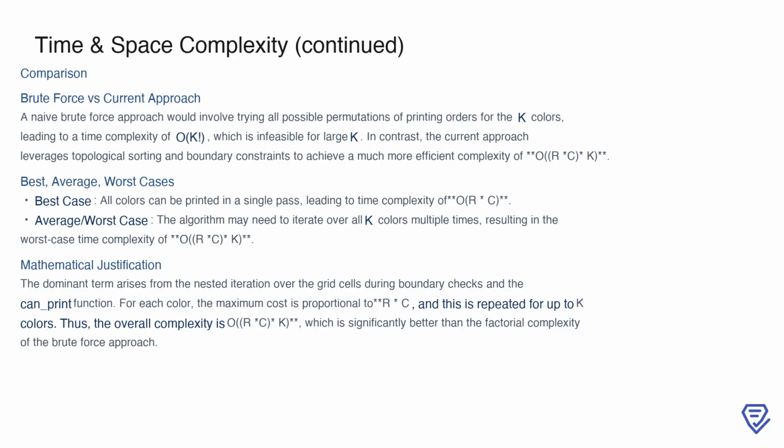The mathematical justification for this efficiency lies in the dominant term, which comes from the nested iteration over grid cells during boundary checks and the can_print function. For each color, the maximum cost is proportional to R*C, and this process is repeated for up to K colors, making the overall complexity significantly better than the factorial growth of the brute force approach.